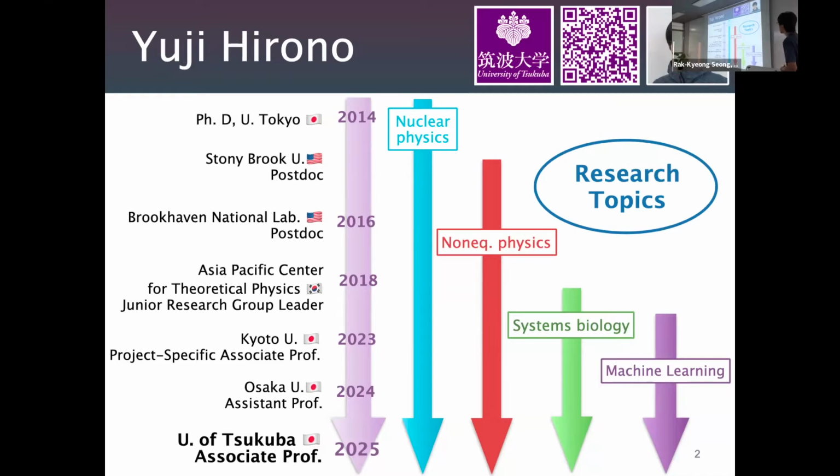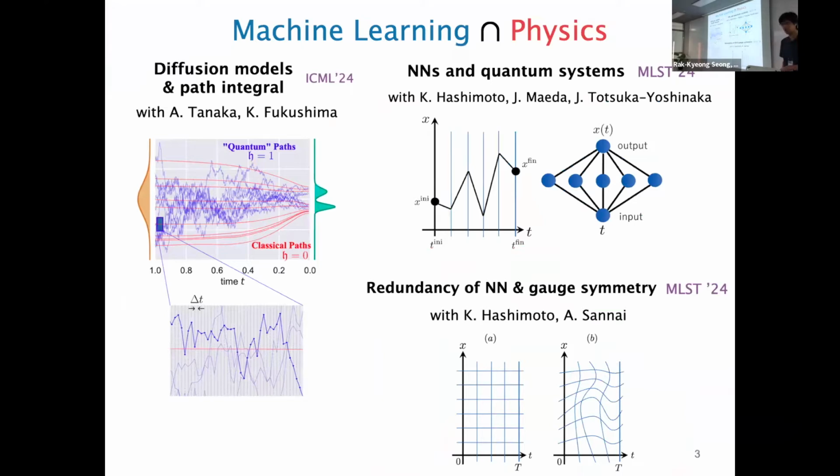My original physics background is in nuclear physics. After that, I gradually lowered the energy scale of my research topic and started to work on more general non-equilibrium physics. While I was in South Korea, I started to work on topics in systems biology as well. And one of the focuses of my research in the recent few years is the intersection of machine learning and physics.